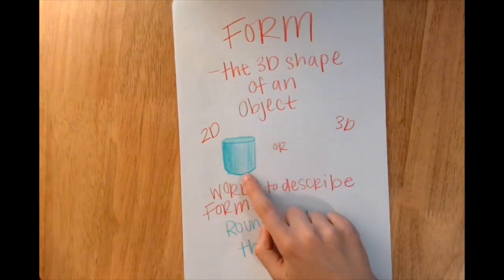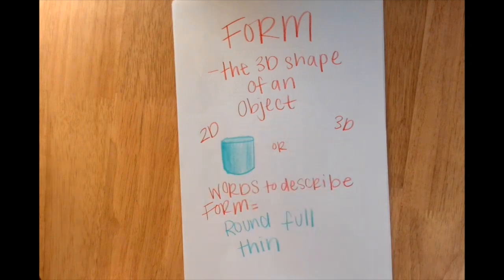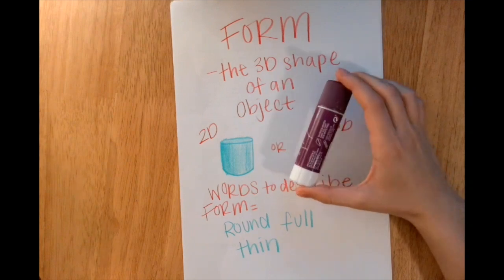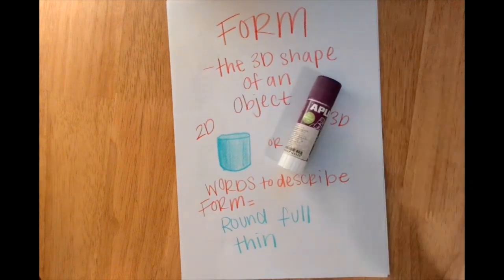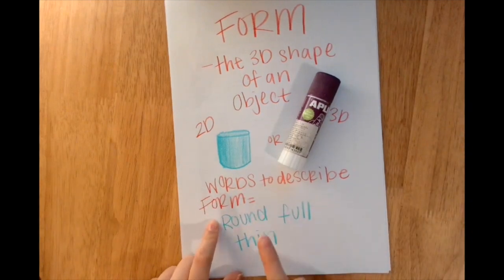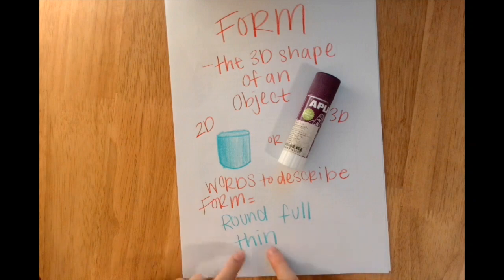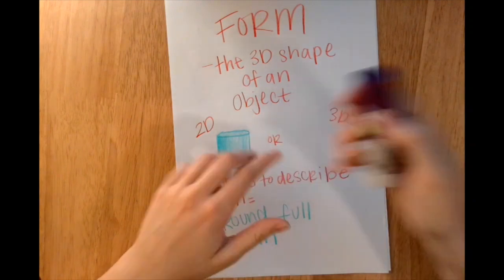Here is my two-dimensional cylinder. I've given it form by adding shading to it to make it look 3D. Or I can actually have a real cylinder that takes up real space, right? It's a glue stick. It's also a cylinder. Words we might use to describe form are round, full, and thin. I would describe this cylinder as being round.